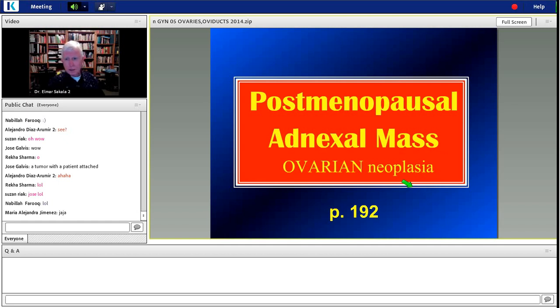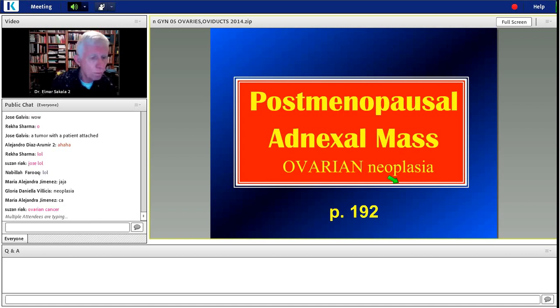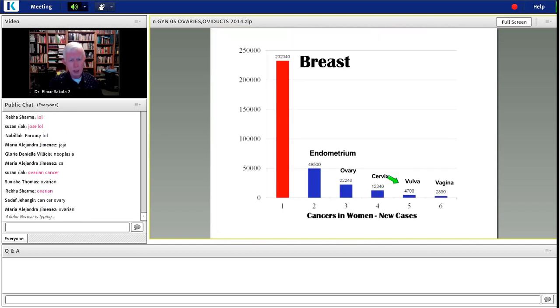The last topic here is a postmenopausal adnexal mass. And what is your concern with a postmenopausal adnexal mass? You're concerned about, let's see what you got. And it is, okay, what kind of neoplasia? What kind of CA? Ovarian cancer, Suzanne. Ovarian cancer is a big concern with a postmenopausal adnexal mass.